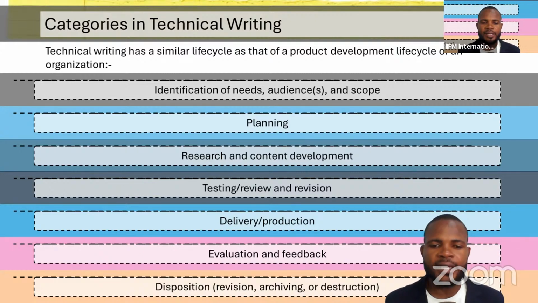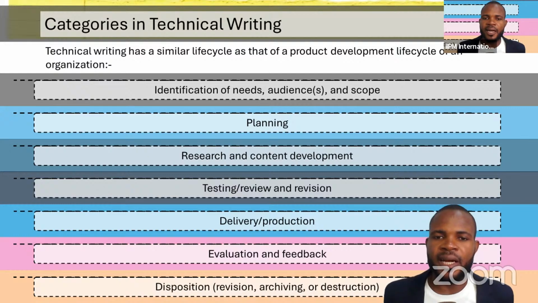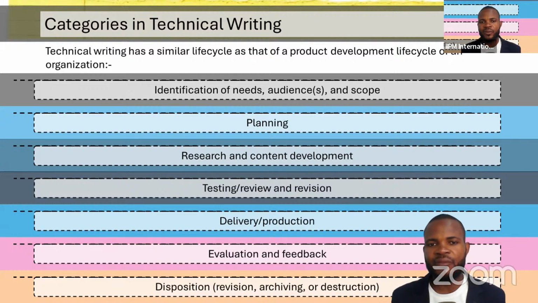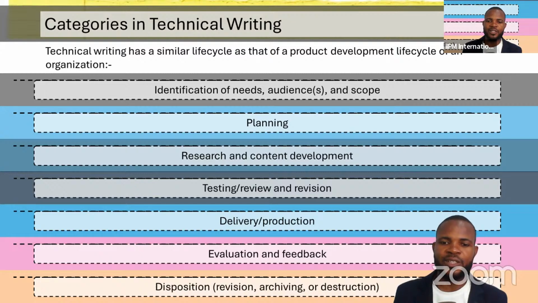Now you have the other side of this position, that's revision, archiving, and destroying where need be. So for every document that you have, make sure that you have an archive of it. The ones that need to be revised, you revise them. The ones that need to be destroyed, you destroy them.